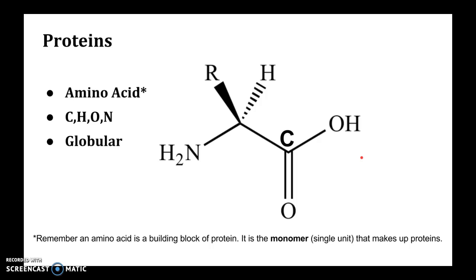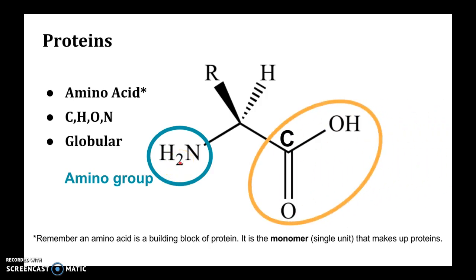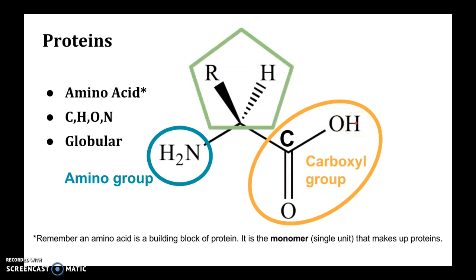This is an amino acid. Notice that the amino acid is made up of an amino group, H2N. It's also made up of a carboxyl group, which is your COOH. And then it has an R or variant group, which decides the type of amino acid that it will be.